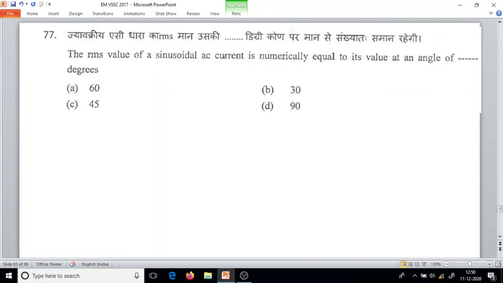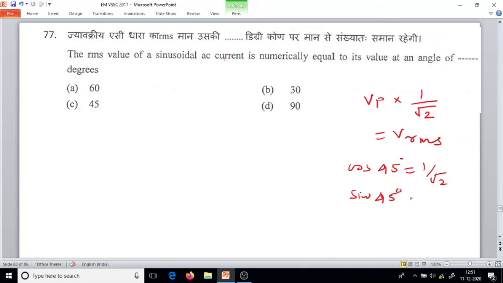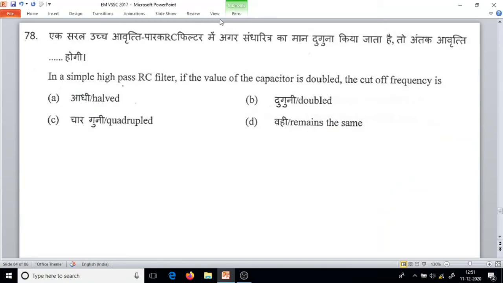Question number 77. The RMS value of a sinusoidal AC current is numerically equal to its value at an angle of how many degrees? See, it's a logical question. If we know Vp and multiply Vp by 1 by root 2, we will get Vrms. In case of cos, what is cos 45? 1 by root 2. What is sin 45 degree? It is equal to 1 by root 2. So, when the angle equals 45 degrees, we will get it. Question number 78.